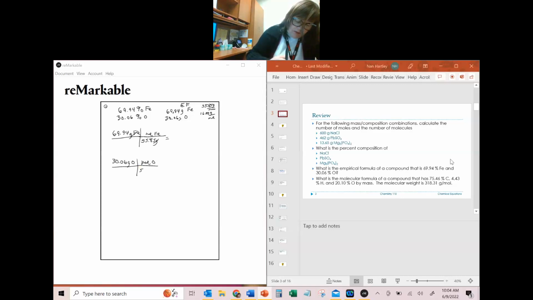And then 1 mole of O is 16.00 grams per mole. Okay, so I've got two calculations that I'm going to do there. 69.94 divided by 55.85 gives me 1.252282901 moles of Fe. For now, I'm going to leave that number. I want all my digits.